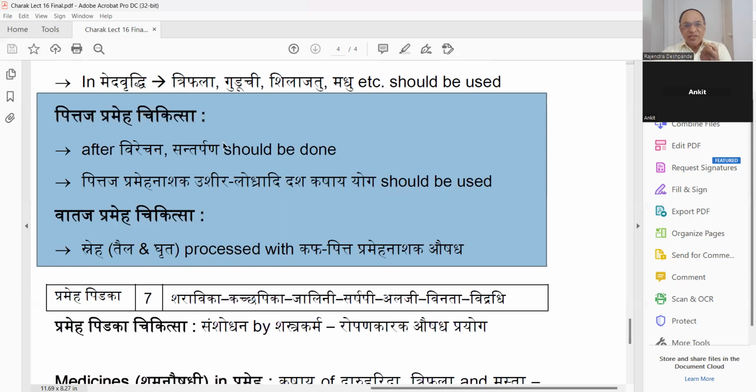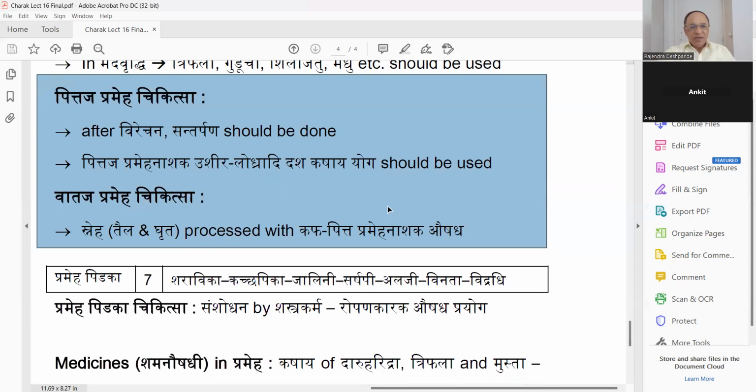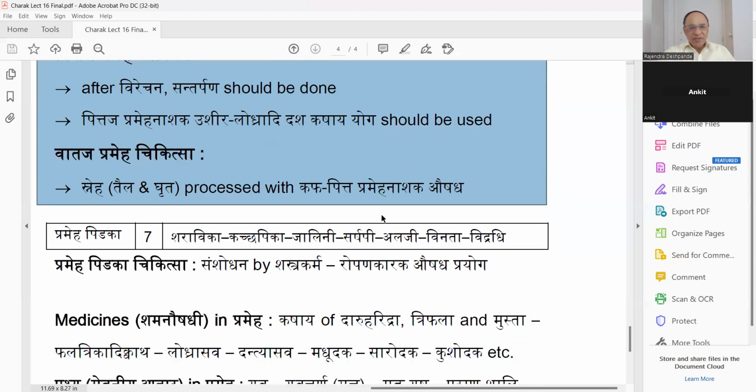So Santarpana Chikitsa is advised after purification. Pittaja Prameha Nashak, there is Ushira, Lodhra, Adi, Dashakashaya Yoga. Separately they can be used. Last is Vataja Prameha Chikitsa. Basically, Vata: Ruksho Laghu Shitah Kharah Sukshmashcharo Nilah. Here we can use Sneha, opposite to Ruksha. It may be medicated ghee or medicated oil.